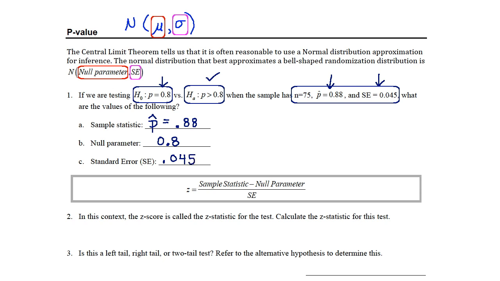Now our z-score formula of (x minus mu) over sigma becomes what we call the z-statistic now. Instead of x, we have our sample statistic. Instead of mu, we have our null parameter, and instead of sigma, we have the standard error. But it is the same formula that we used for z-score, and we now start to call it the z-statistic for this hypothesis test.